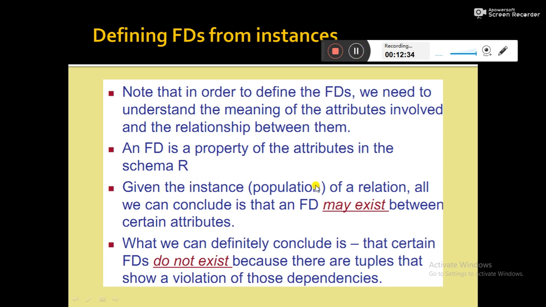Given an instance of a relation, suppose the relation is populated with a set of data. By observing this set of data, or the population, we can conclude that a particular FD may exist between certain attributes. So we can conclude that an FD may exist between a set of attributes by observing the instance of a relation, but you cannot surely say that the FD is there.